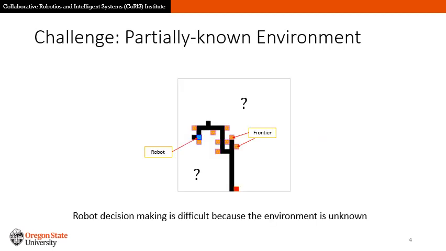A key challenge of robotic exploration is reasoning about the unknown regions of the environment. As the robot has no information about the unknown region, frontier selection becomes difficult.